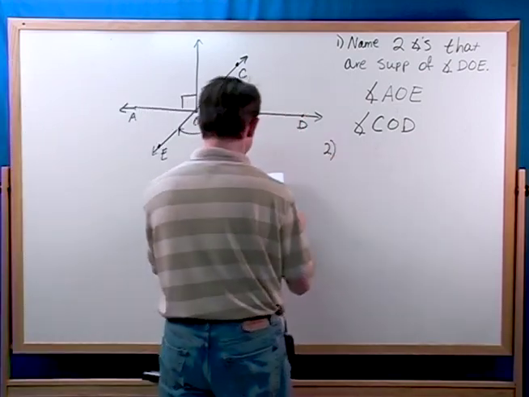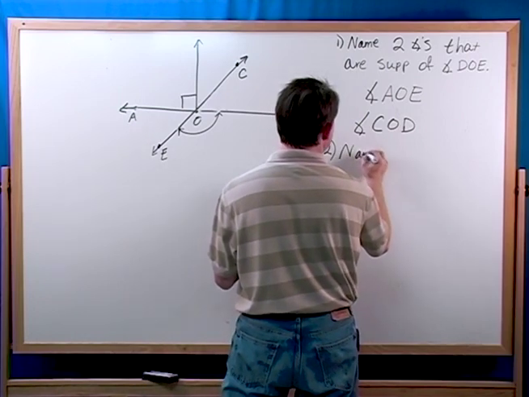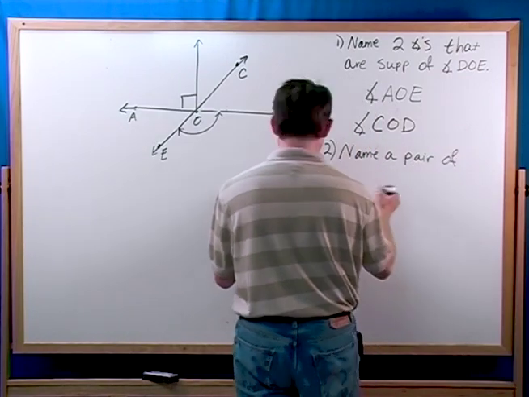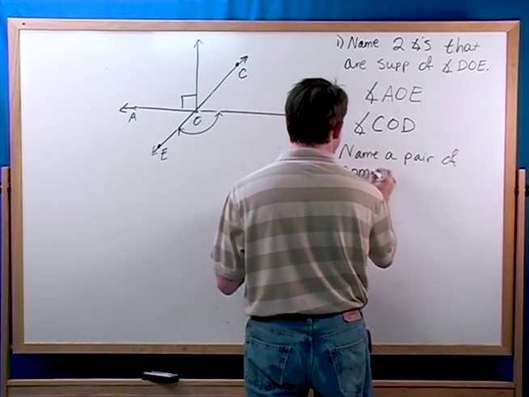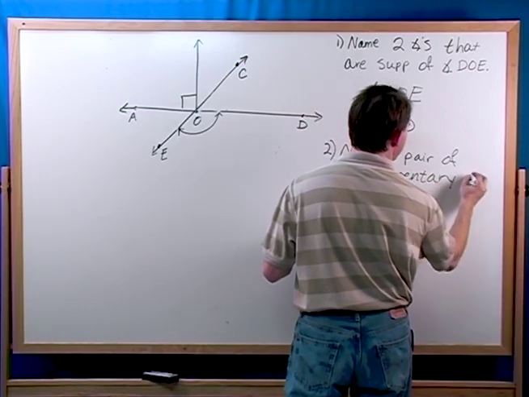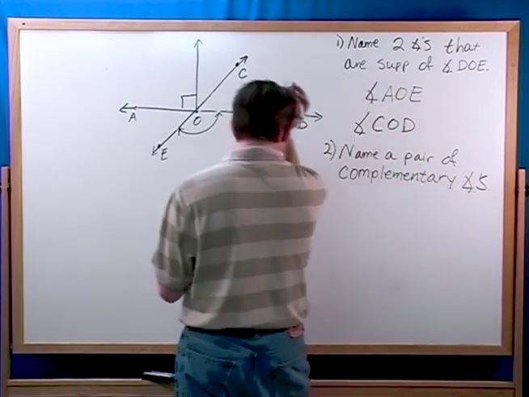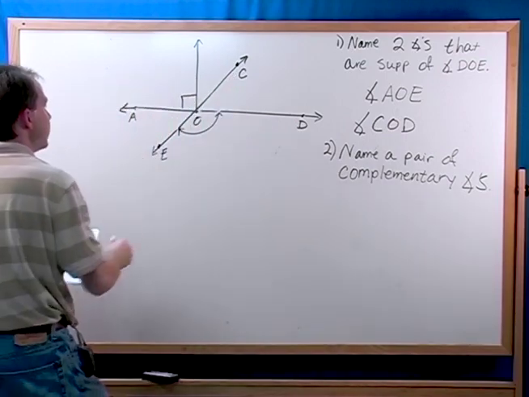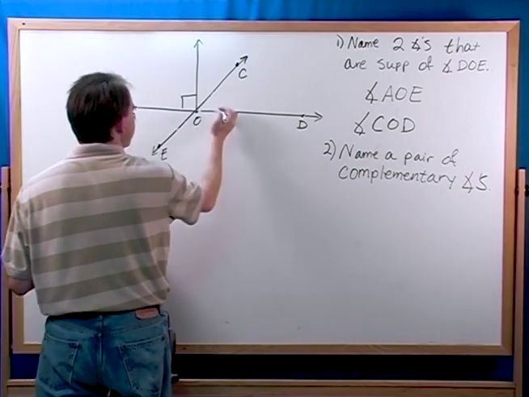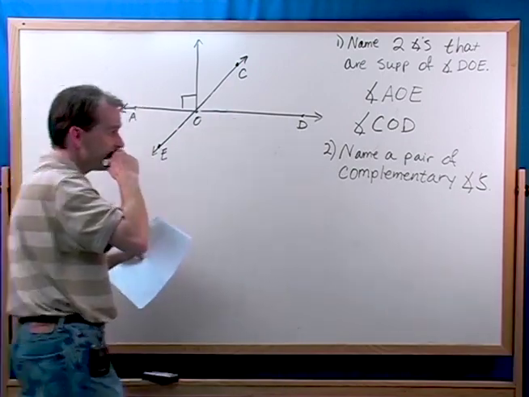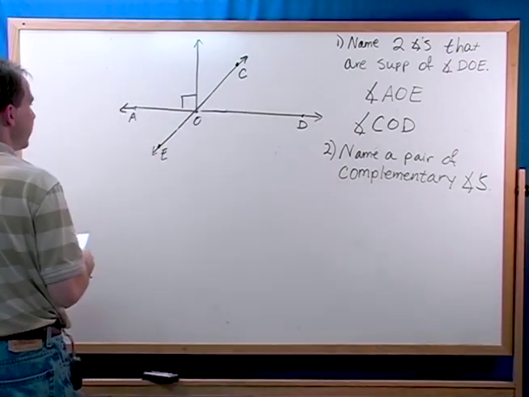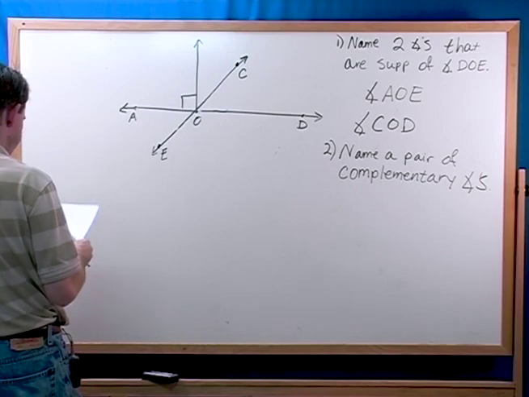So let's also do something else. Name a pair of complementary angles. Let me erase this real quick. What does complementary mean? Supplementary means you add up to 180 degrees. Complementary means you add up to 90 degrees. We talked about that before. So name a pair of complementary angles. They just have to add up to 90 degrees.